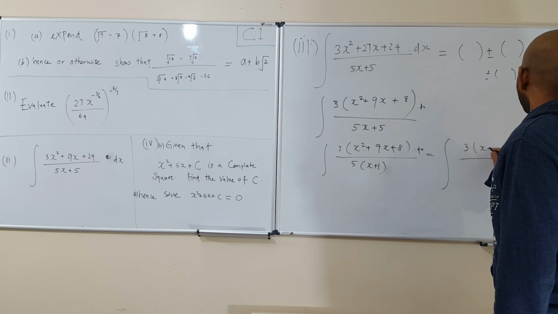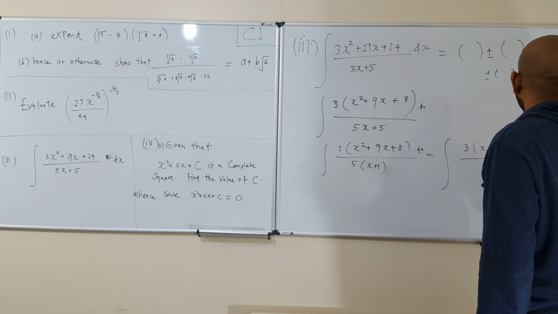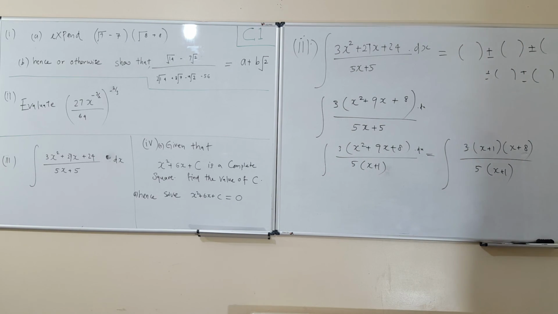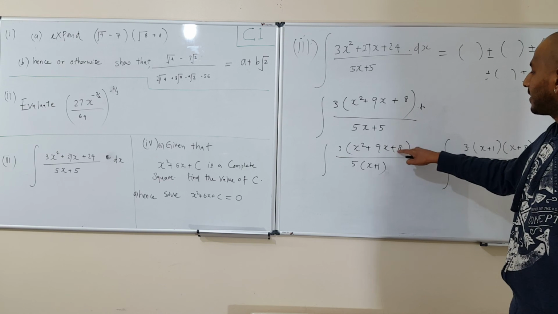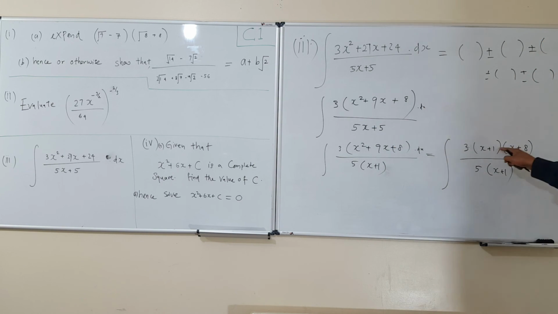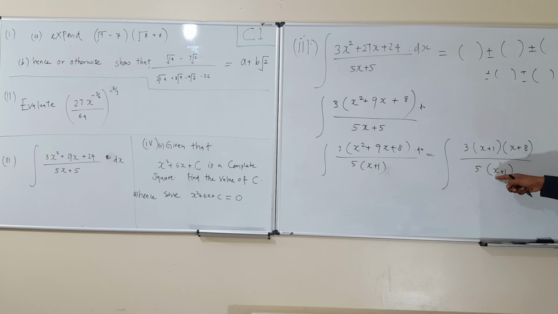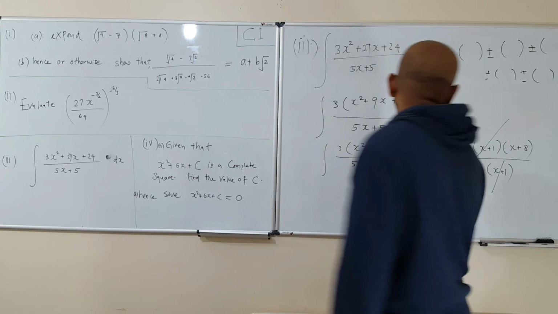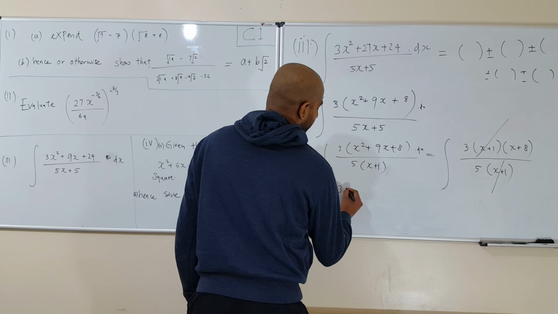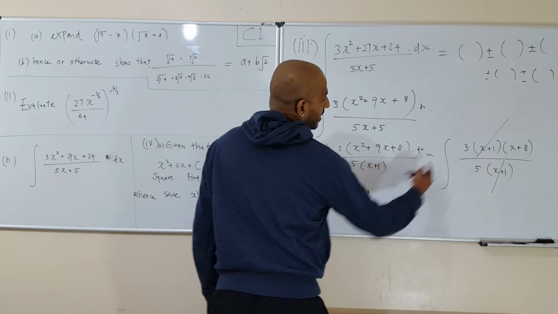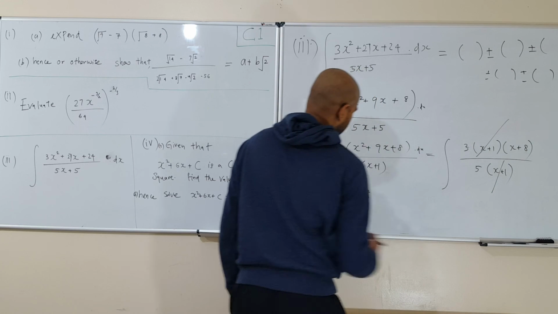It'll be x plus 1 and x plus 8. 5 times x plus 1. So we try to work out two numbers that multiply together to give us 8 and add together to give us 9, isn't it? So we know it's 8 and 1, right? I did this one quickly in here. And now we can see x plus 1 and x plus 1 are cancelling out. Okay. Now what we're going to get here is something interesting. We have 3 times x plus 8, divided by 5.